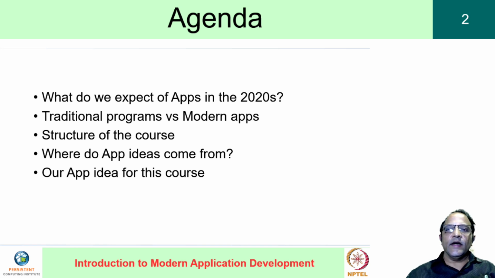After that, we will look at differences between the simple programming assignments that we do versus what it is like to build modern apps. Next, we will look at the overview of the structure of this course, which will tell us how to go from a simple command line program to a full-fledged modern app. But before we can do any programming, we must have interesting ideas for an app. So to understand this, we will go over the origin of app ideas and present the app idea that we will develop in this course.